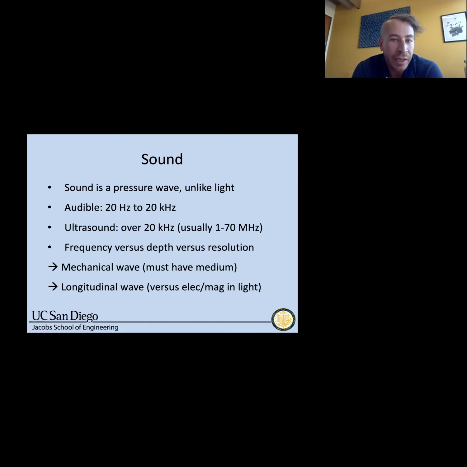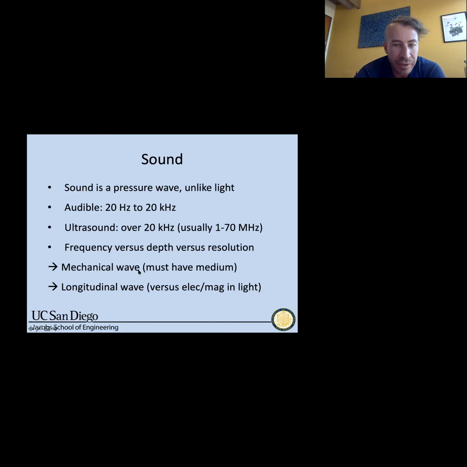So audible range, the frequency of the sounds that your ear can hear, is generally about 20 hertz, that's pretty low, to about 20 kilohertz. Ultrasound, so ultra means it's a higher frequency. Technically, people consider it things above the region that the human ear can hear, but for most imaging applications, ultrasound is around 1 to 70 megahertz.